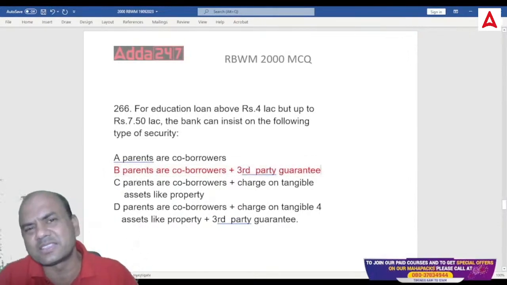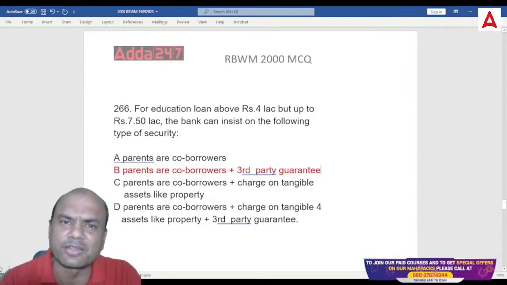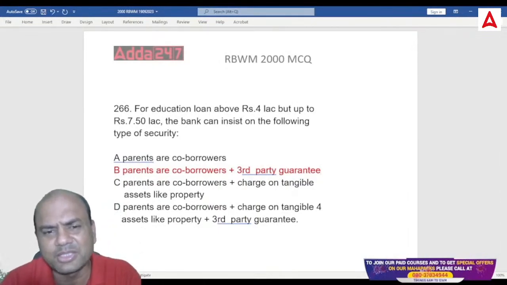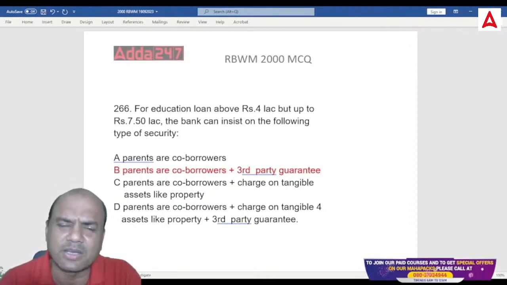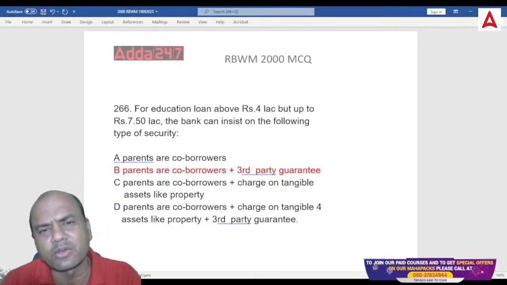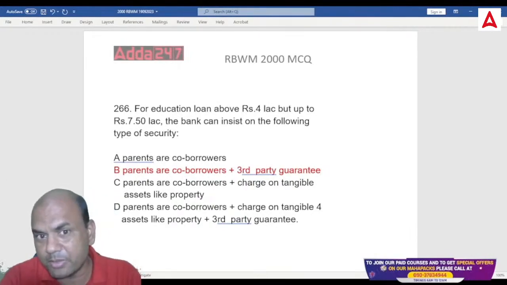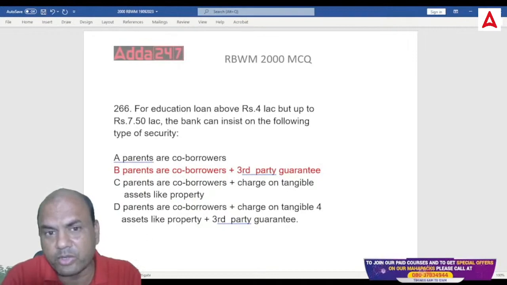Banks have required that, and RBI doesn't say anything about this now. Means the restrictions are removed for all; banks have to take their own risks. But for your JAIIB purpose, be specific about it. You have to clear your JAIIB exam. Up to 4 lakhs, only parents as co-borrower. 4 to 7.5 lakhs, third party guarantee plus parents. Okay, and next one.